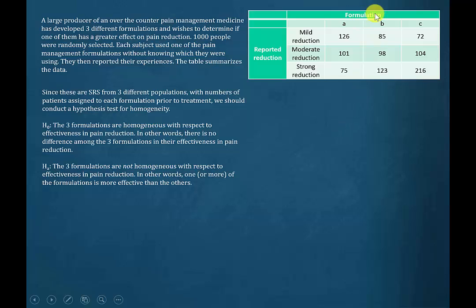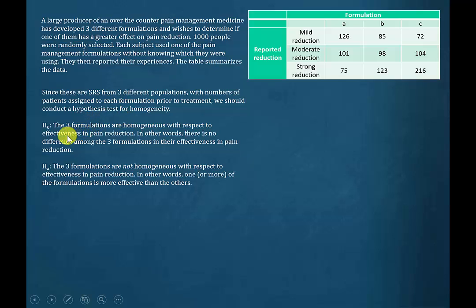So here we have formulation across the top. So we have 3 different formulations, A, B, and C. And then in the left-hand column, indicating on these rows, we have the reported reduction. We have a mild reduction, moderate reduction, and strong reduction. So since these simple random samples come from 3 different populations with numbers of patients assigned to each formulation prior to treatment, we should conduct a hypothesis test for homogeneity.